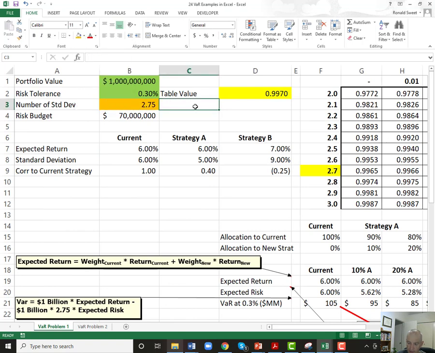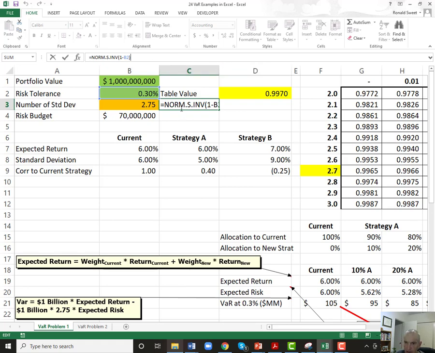like that orange. There is a function, NORM.S.INV. If you take that in parentheses, 1 minus your risk tolerance, it will tell you the exact number of standard deviations. So I'm using 2.75. The actual number is 2.74778. So we're actually going to use this function in the second project.